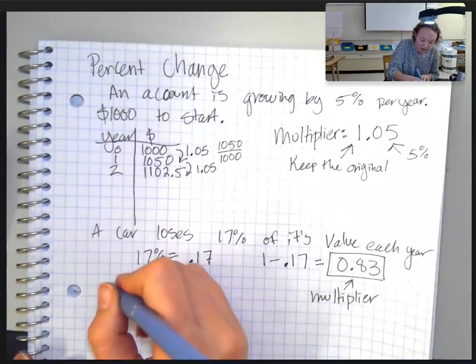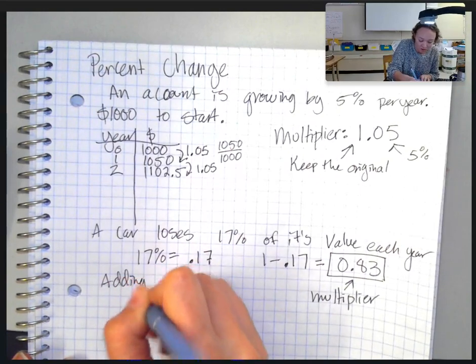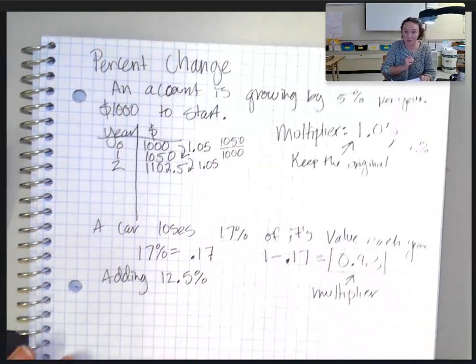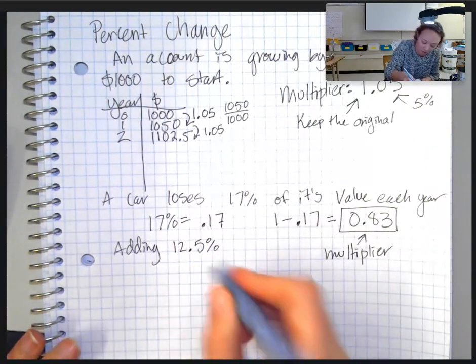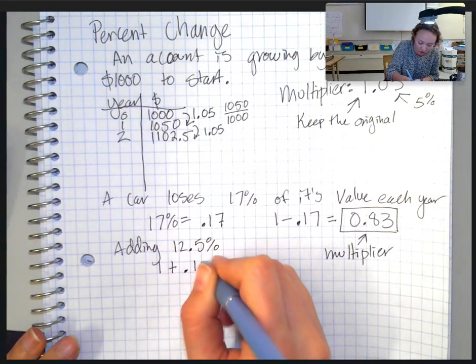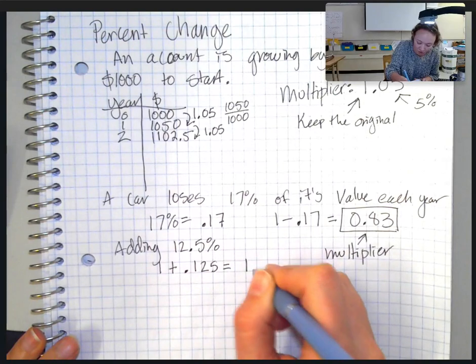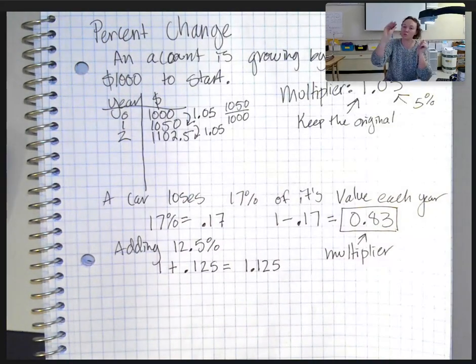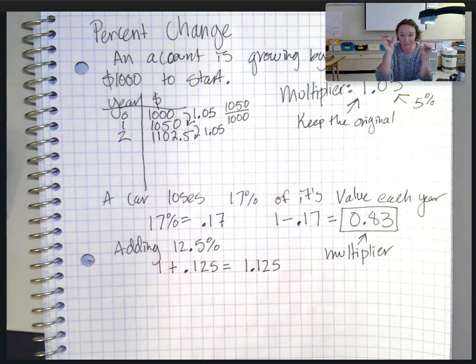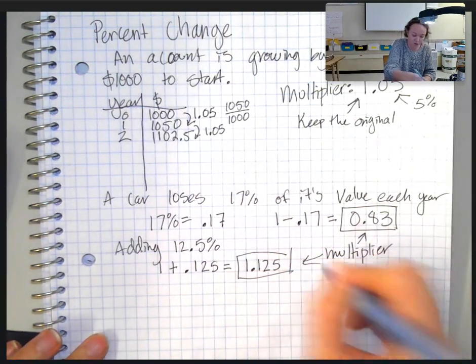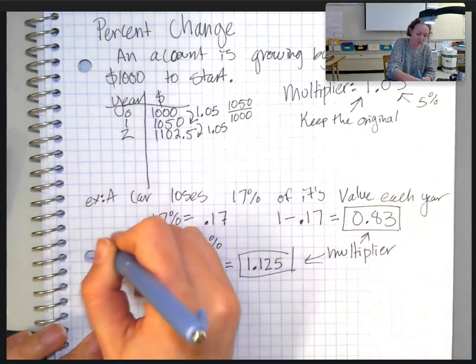If you were adding 12.5% each year, to change that into a decimal, you would do 1 plus 0.125 to get a multiplier of 1.125. All right, to change something from a percent to a decimal, you just move that decimal place twice because percent is out of 100, and that 100 is like a 2 decimal place difference. Okay, so these are just 2 different examples here, unrelated to each other.